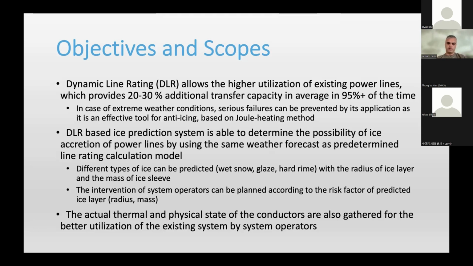Based on this information, we could calculate the thickness of the ice, and if we could calculate it, we could also say what load we need to implement on that particular overhead line. And last but not least, the actual thermal and physical state of the conductor is also gathered for better utilization of the existing system by the system operators.